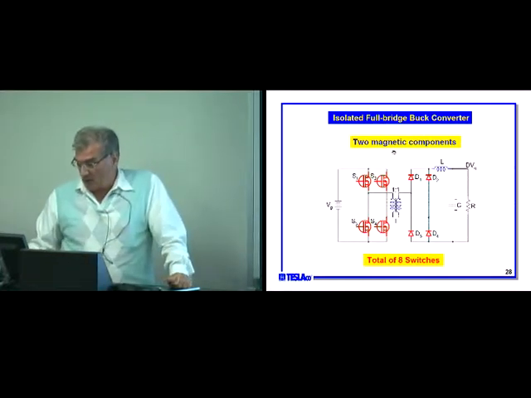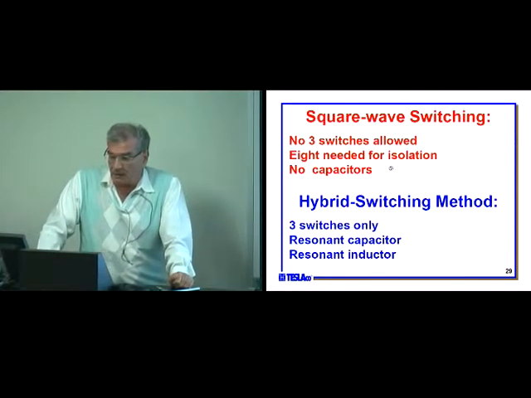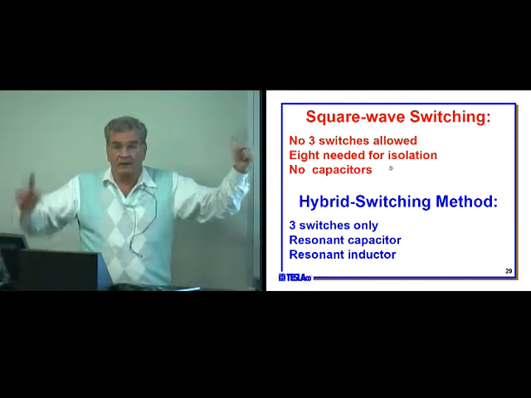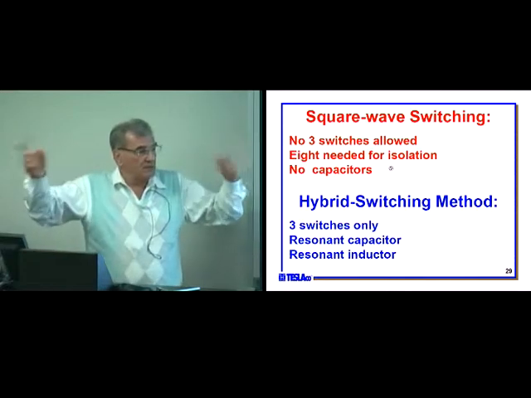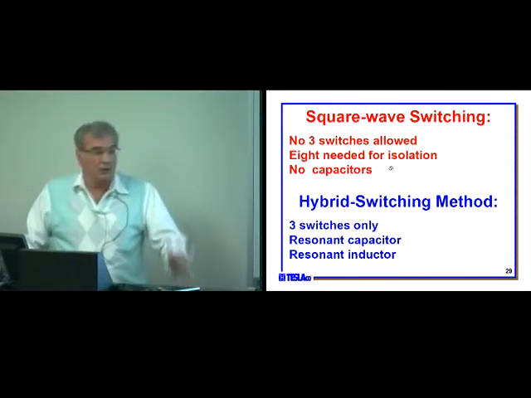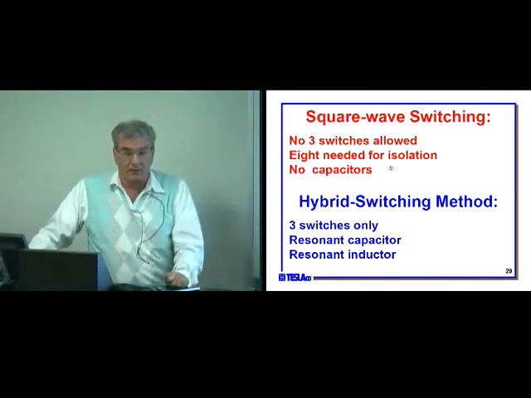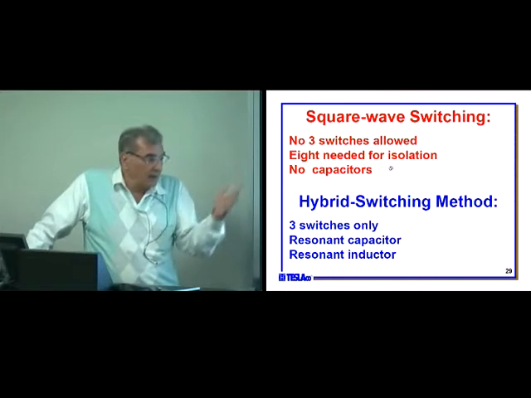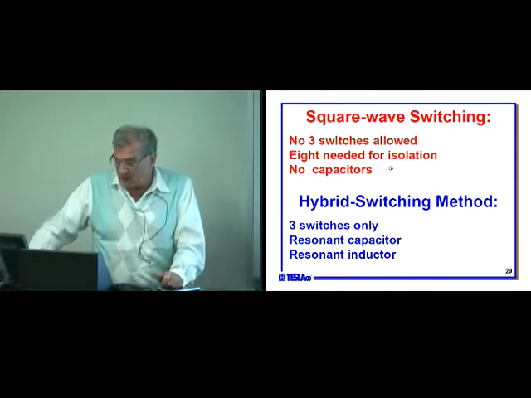Now, 3 switches are forbidden. In all the theory that we had, inductor and capacitor transfer energy in very complementary ways, so you need 2 switches, 4, 6, or 8. Therefore, we never looked at the possibility. That's why the whole area of 3 switches was missed. That's what I call hybrid switching.